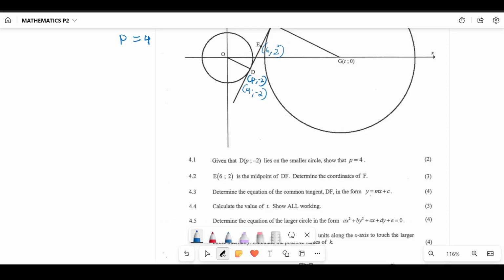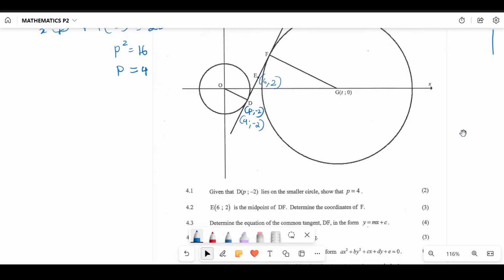E(6, 2) is the midpoint of DF. Determine the coordinates of F. So if you already have the two points, including the midpoint, and you're asked to find the endpoint, you still use the midpoint formula from 4.2.